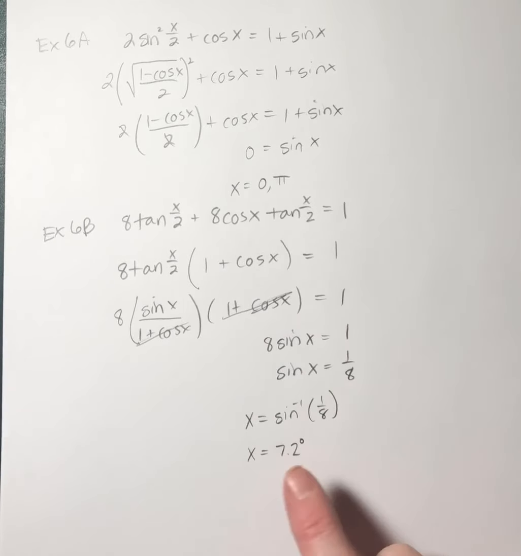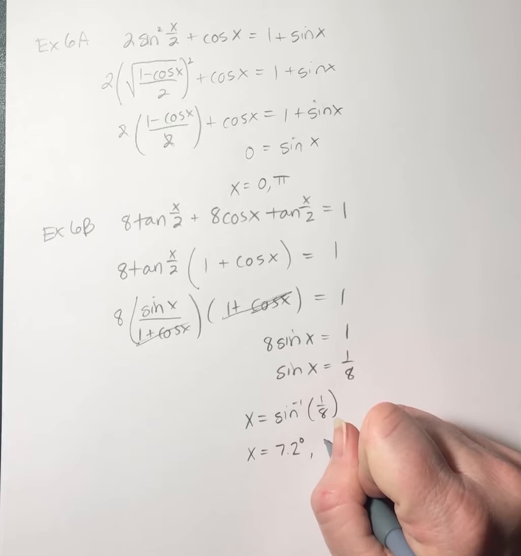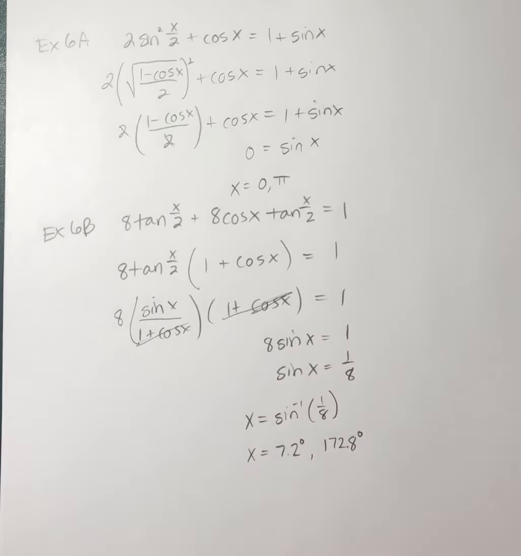This is only in quadrant 1, and sine is also positive in quadrant 2. So my reference angle is 7.2. 180 minus 7.2 is going to give me 172.8 degrees. Now, this is the answer that they have in the back of the book.